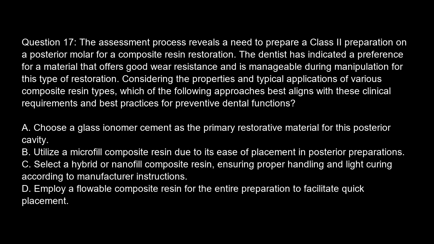Option A. Choose a glass ionomer cement as the primary restorative material for this posterior cavity. Option B. Utilize a microfill composite resin due to its ease of placement in posterior preparations. Option C. Select a hybrid or nanofill composite resin, ensuring proper handling and light curing according to manufacturer instructions. Option D. Employ a flowable composite resin for the entire preparation to facilitate quick placement.